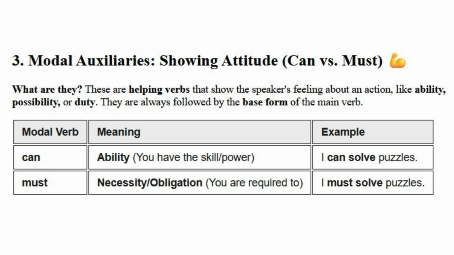The second word, must. That focuses on necessity or obligation, something you are required to do. For example, I must solve puzzles. Notice the difference here. Can is saying you have the ability, you can do something. Must is saying it's required of you.